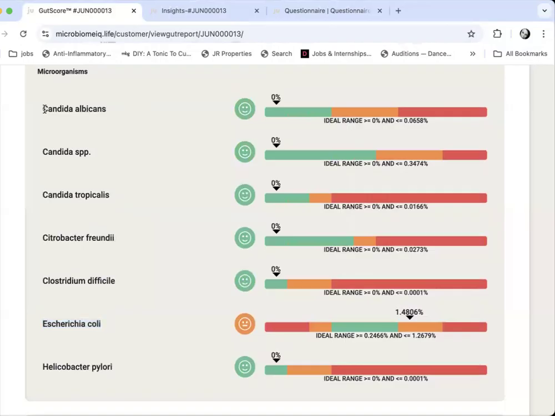This is not a common finding. Usually candida levels are, it's another common finding to have our candida levels be high or elevated in the gut, particularly in women and particularly in elderly people or older women.